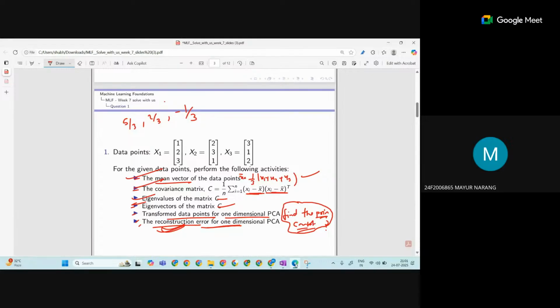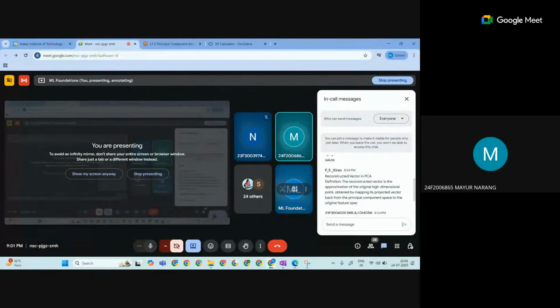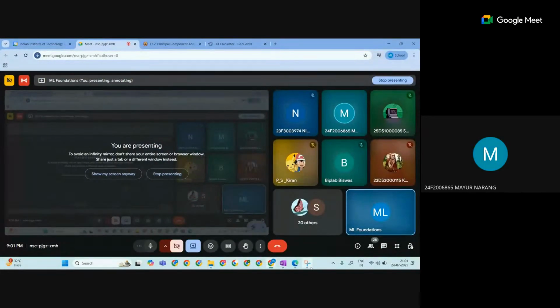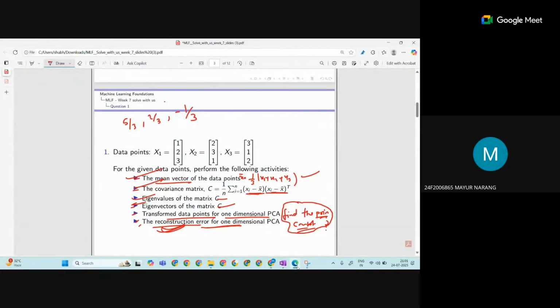Sir, hello. Sir, am I audible? Yes, you are audible. Sir, I'm having trouble after the step of finding the eigenvalues and eigenvector. I solved the matrix. Can we just discuss after that? Sorry, you are stuck on the eigenvector, then how to find the principal component? No, I am stuck at the third eigenvalue of matrix C and the eigenvector of matrix C.